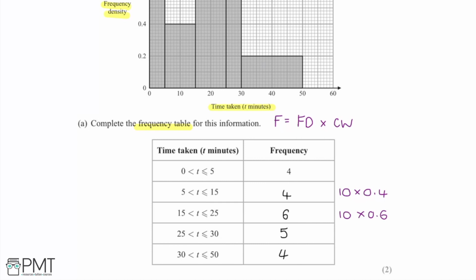As for how the marks are awarded, you would get the first mark for getting 2 of the frequencies correct, and then the second mark is for a fully correct final answer of all 4 frequencies calculated from the histogram.